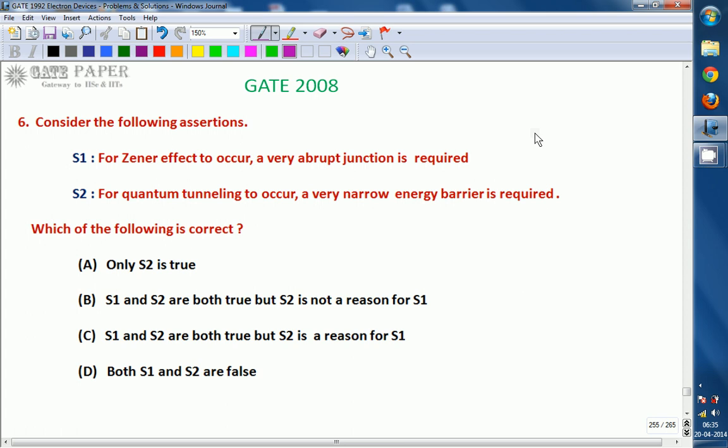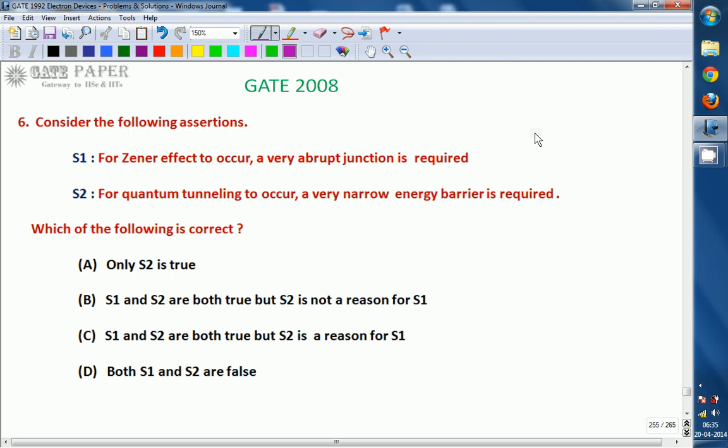Hello, we are discussing the GATE 2008 ECE paper. Consider the following assertions. Statement 1: For Zener effect to occur, a very abrupt junction is required. Statement 2: For quantum tunneling to occur, a very narrow energy barrier is required. Which of the following is correct?